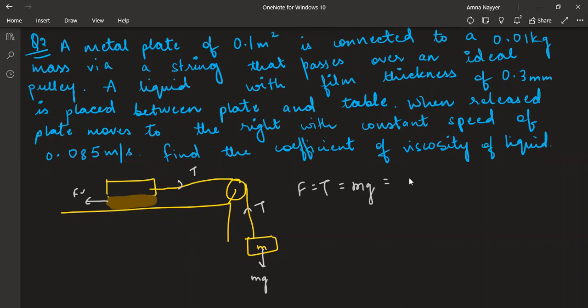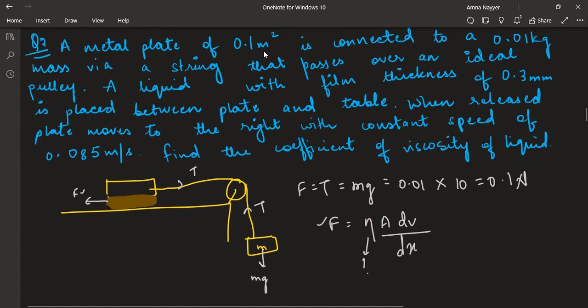So find out this mg. See what's the mass given, 0.01 kg. Acceleration due to gravity, 10. So this becomes 0.1. You have force now. Now formula, F is equal to eta A dV over dx. Look what all things you have. Force, you have calculated 0.1 Newton. Coefficient of viscosity, we do not know, we have to find out this. Area, do we have the area? Yes, 0.1 meter square.